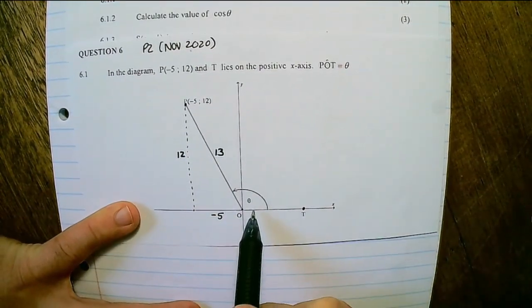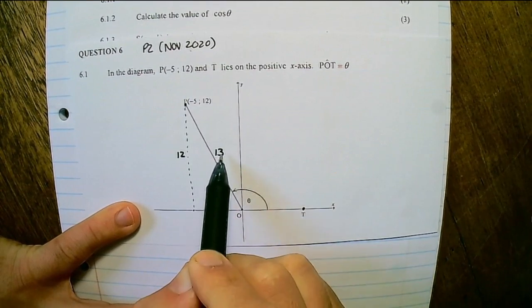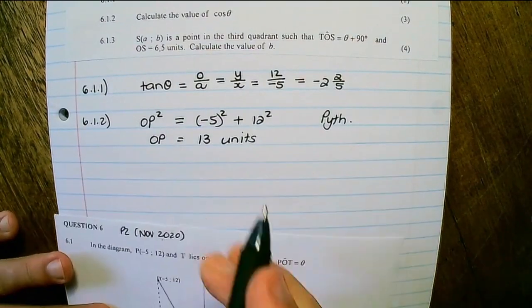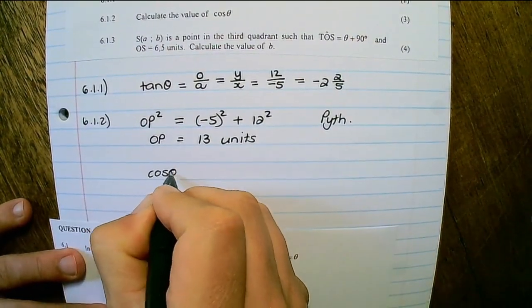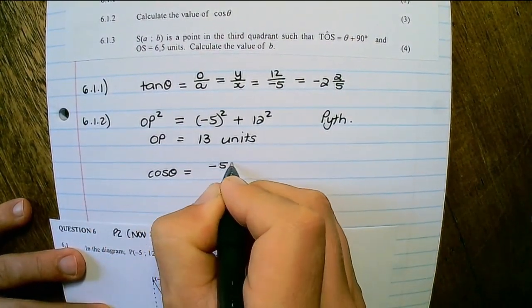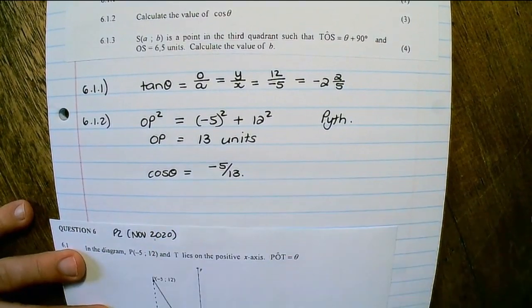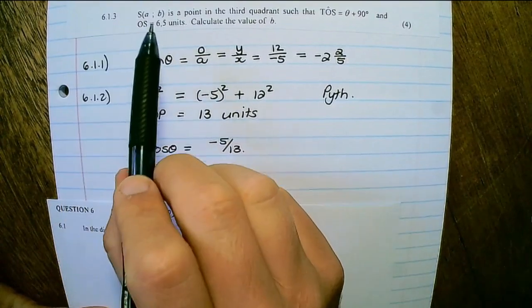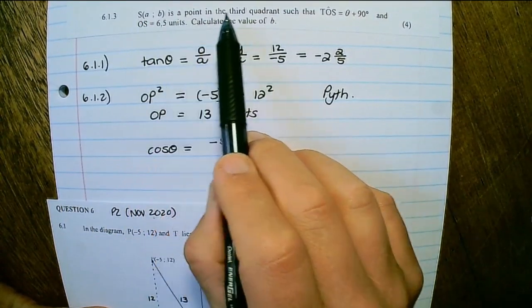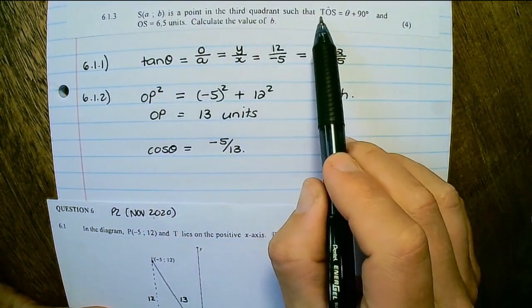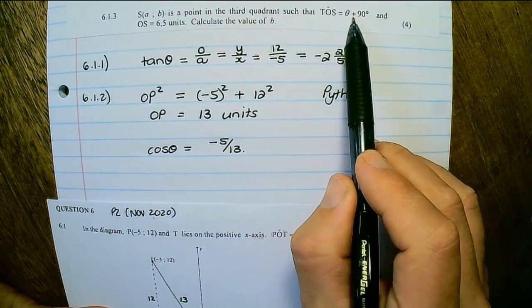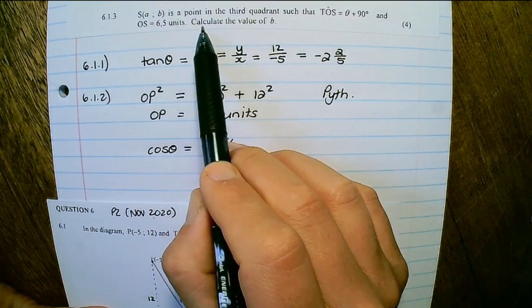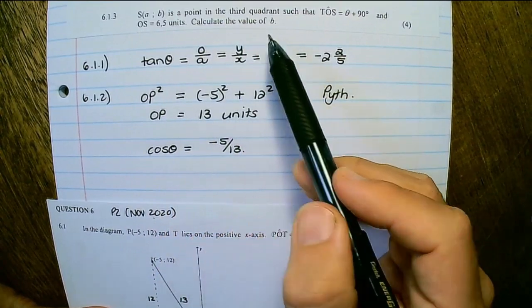So for cos theta, it will be adjacent over the hypotenuse. So it's -5 over 13. So cos theta is equal to -5 over 13. 6.1.3. S is a point in the third quadrant such that angle TOS is equal to theta plus 90 degrees and OS is 6.5 units. Calculate the value of b.